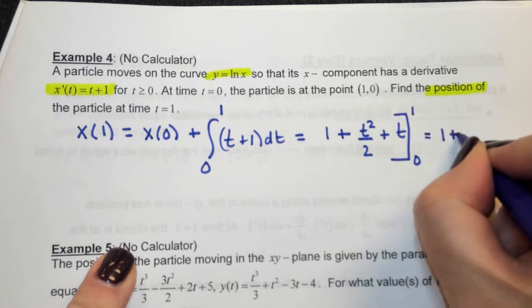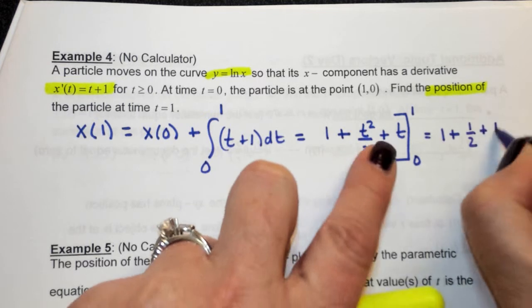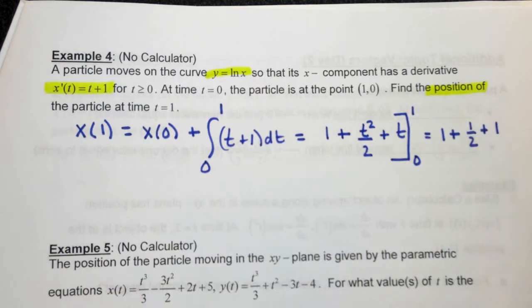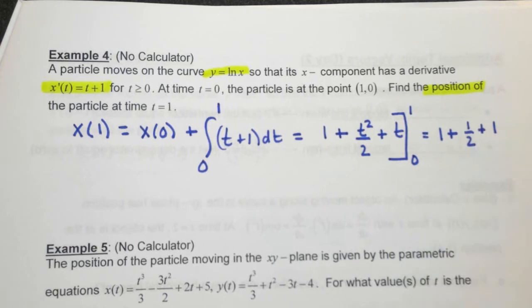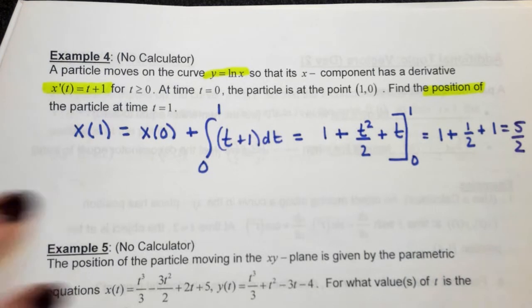So I have 1 plus, plug in my upper bound of 1, which is 1/2, plus 1, minus 0. So what is 1 plus 1/2 plus 1? 5/2. Great.